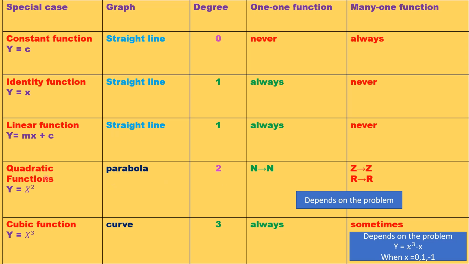Quadratic function y is equal to x square, its graph is a parabola, whose degree is 2. Let's consider y is equal to x square. In the condition natural numbers to natural numbers, it is a one-one function. In integers to integers and real numbers to real numbers, it is a many-one function. In a quadratic function, whether it is one-one or many-one depends on the problem. Cubic function y is equal to x cube, its graph is a curve, its degree is 3, it's always a one-one function, sometimes it is a many-one function. It also depends on the problems we choose.